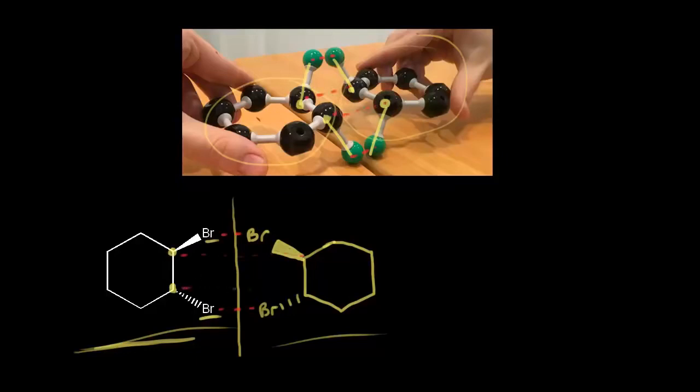So this carbon is opposite of that one. So just a few tricks to help you draw the mirror image. So there's another way to represent our enantiomer on the right. And let's go to the video to see the other way.